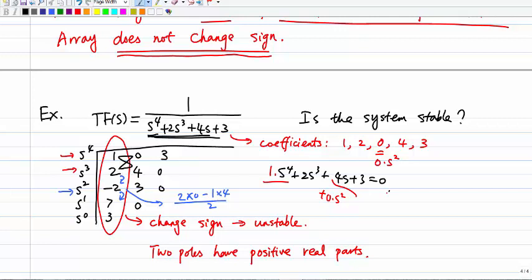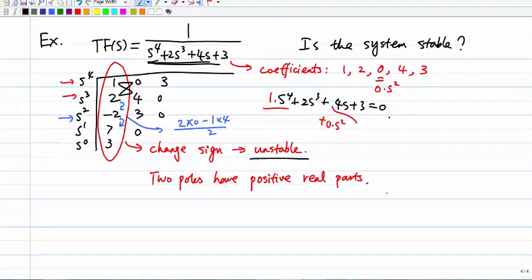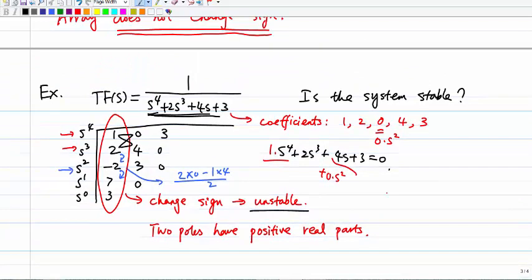If you check the first column, the numbers are 1, 2, -2, 7, 3. So we do have a change of sign because 1, 2, 7, 3 are positive, but this one is negative. So we have a change of sign, it's unstable. And also, according to what we mentioned over here, we do have two poles that have positive real parts because it changes sign twice. From 2 to -2, it changes sign. From -2 to 7, it changes sign. So the transfer function has two poles that have positive real parts.